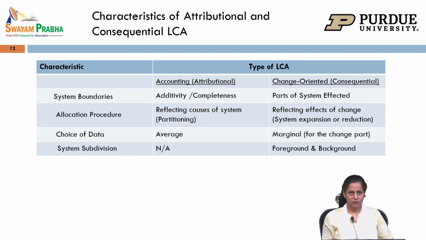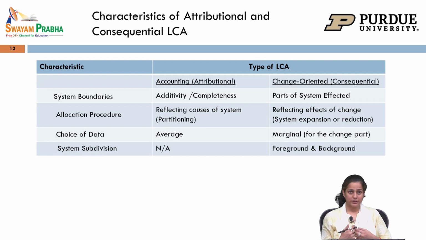So, what are the characteristics of attributional and consequential LCA? In terms of system boundaries, the accounting or the attributional LCA focuses on additivity or completeness. So, we are more focused that we include all the processes which are important for the LCA, and we attribute the impact that is associated with production of the product in our focus. When we are thinking of change oriented or consequential, we are only thinking of the parts of the system affected. For example, if we are changing our product life cycle in a way that we are sourcing a different raw material, then we only focus on the raw material manufacturing process that is being changed.